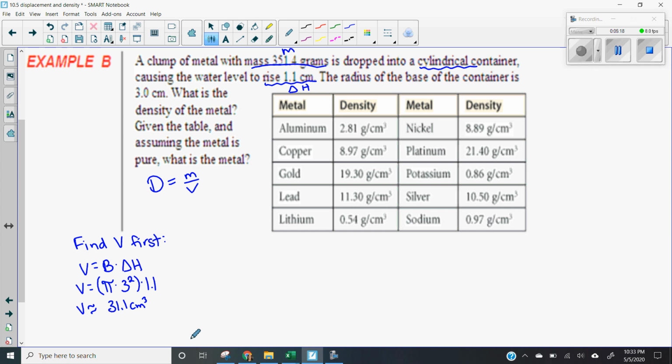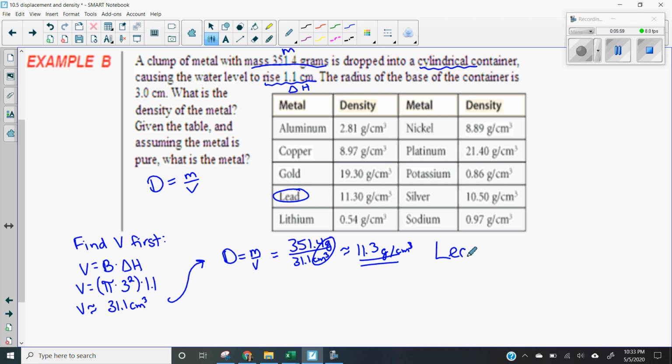So we know that part. Now we can use that to find the density. The density is mass divided by volume. We have a mass given to us of 351.4 grams divided by 31.1 cubic centimeters. That's about 11.3. You can see how the density is listed here. I don't know if you remember this from chemistry. You can also see where that unit comes from. Grams per cubic centimeter. So how many grams are stuffed into each cubic centimeter. So there's the density, and then from our chart, here we go, 11.3, that must have been lead.